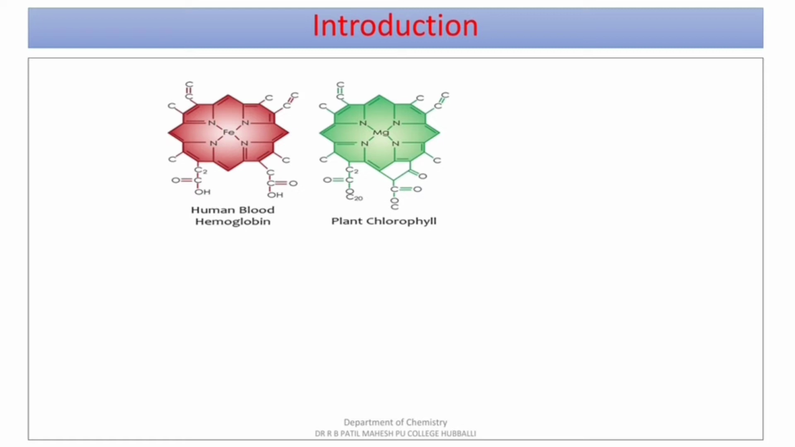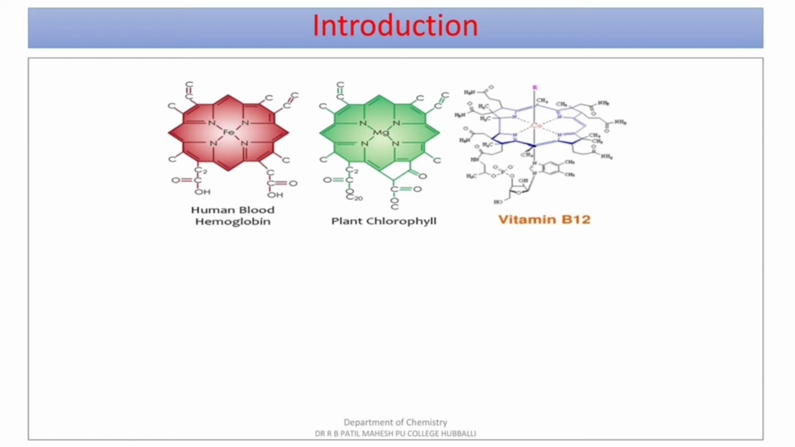Another example, magnesium is accepting the pair of electrons. Dear students, remember magnesium is not a d block element, but it is having a vacant 3d orbital which can also accept the pair of electrons and leads to the formation of coordination compound, which is present in plant chlorophyll. And in our day-to-day life, we are using vitamin B12 in one or the other form. Here, cobalt is accepting the pair of electrons, which leads to the formation of coordination compound.